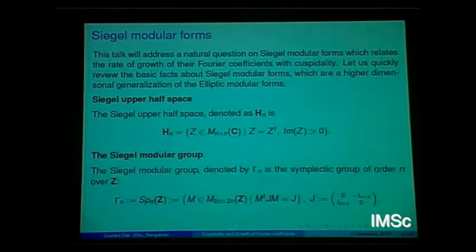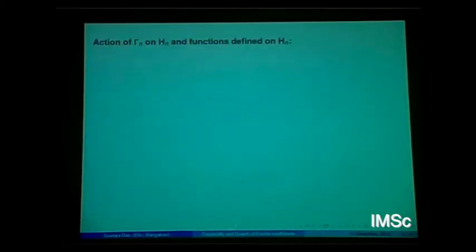And the Siegel modular group, or the symplectic group of order n, we sometimes denote it by gamma n. It is the set of all 2n by 2n matrices M such that M transpose J_n M is J_n. It's the automorphism group of the quadratic form defined by J, over the integers. And we will be considering subgroups of these symplectic groups.